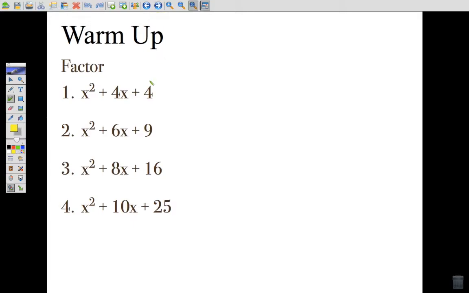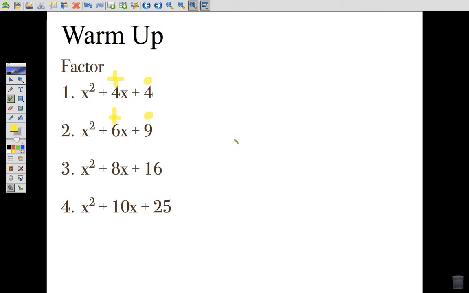Recall from Algebra 1, you're looking for factors of 4 that sum to 4. In number 2, factors of 9 that sum to 6, and so forth. Factors of 16 that sum to 8, and factors of 25 that sum to 10.